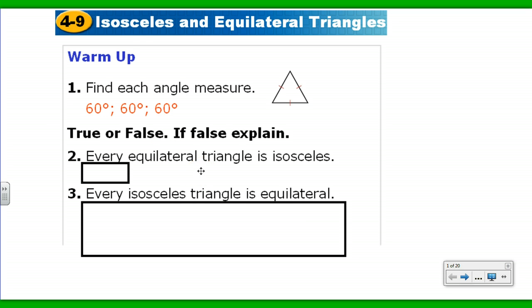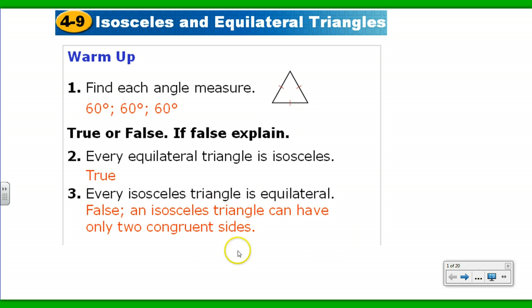Every equilateral triangle is isosceles, true or false? True. Not every isosceles is equilateral though, right? And every isosceles triangle is equilateral. I just said false, right? You could have 2 congruent sides with a third side not being congruent to those 2, right?